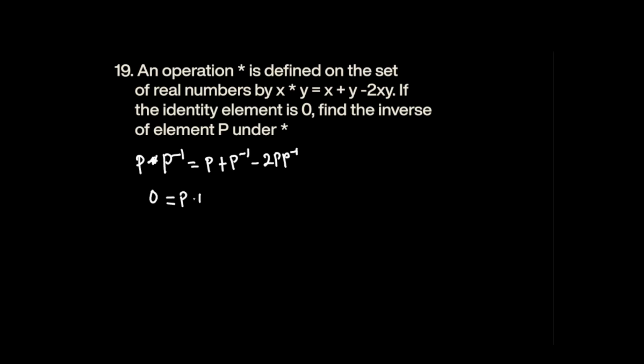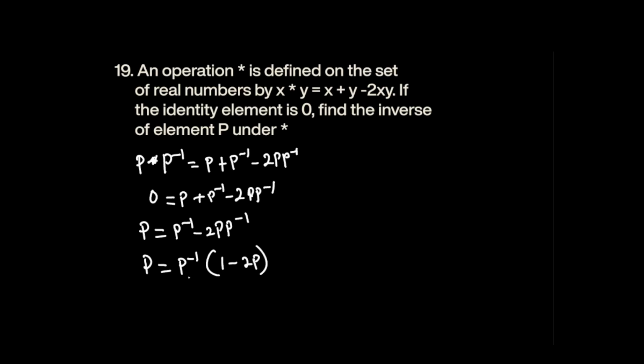So let me just rewrite this: p plus p inverse minus 2p p inverse equals 0. So take this p to the other side. You have negative p equal to p inverse minus 2p p inverse. So factorize out p inverse. You have p inverse times 1 minus 2p. Are you getting this now? So the p inverse that we are looking for is therefore equal to p divided by 1 minus 2p. So that will be the inverse of the function that we are looking for.